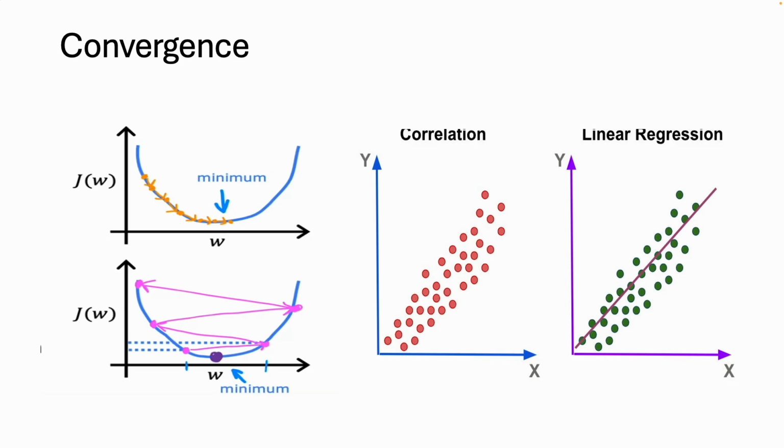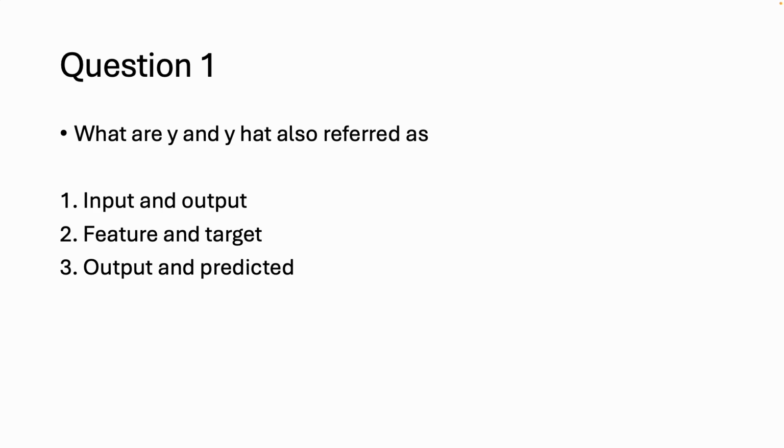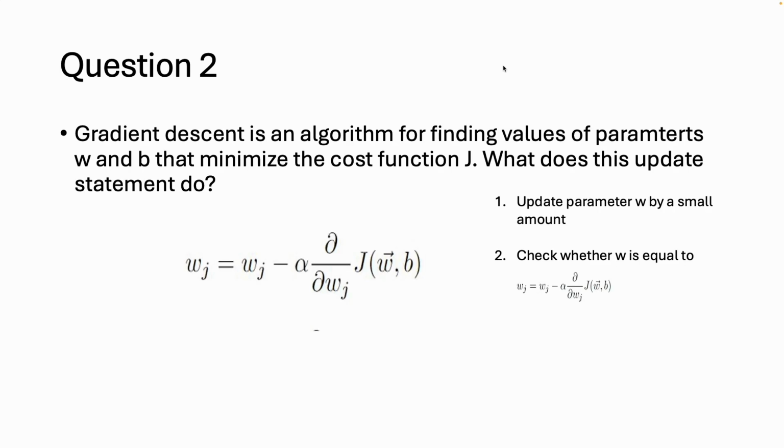I'm going to follow it up with some questions now. Here goes question 1. What are y and y hat also referred to as? I'll give you a few seconds for that. Alright, so if you answered output and predicted or target and predicted, that is correct. Alright, question 2. I'll give you a few seconds for this one too. If you answered update parameter w by a small amount, that is correct.